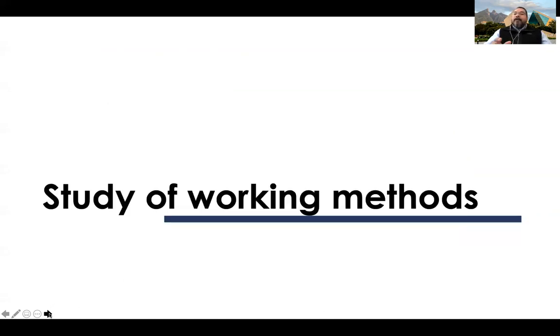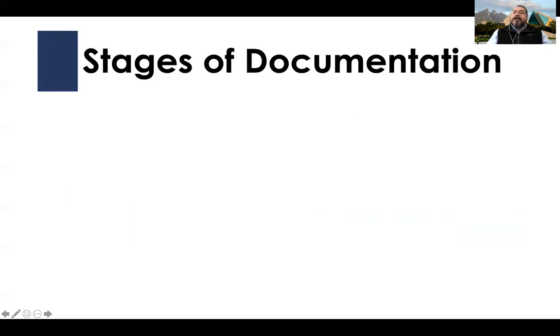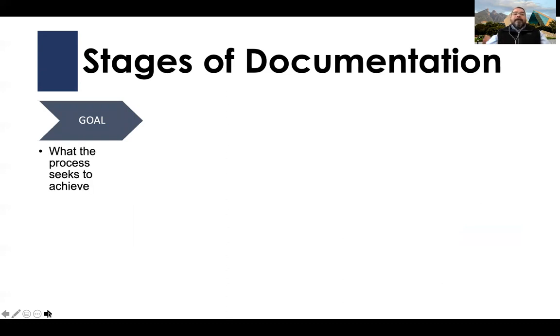Speaking of a study of working methods, we are going to start with the documentation of the process. And there are some stages that we must cover to better understand how we can do this better. First of all, we need to establish the goal. That is what the process seeks to achieve. It's very important not to document anything if we don't have the goal right, if we don't know what the process seeks to achieve.